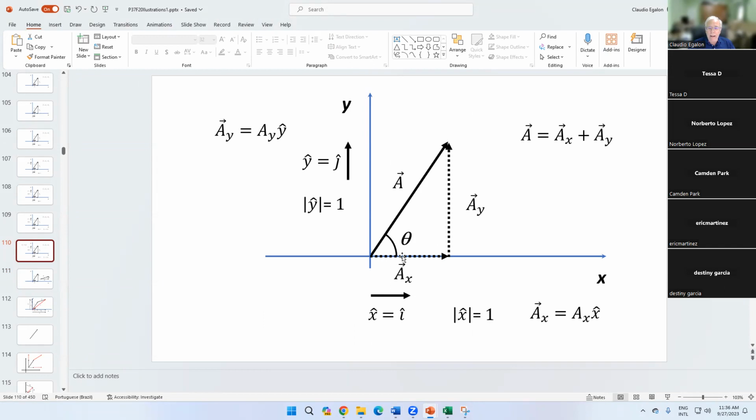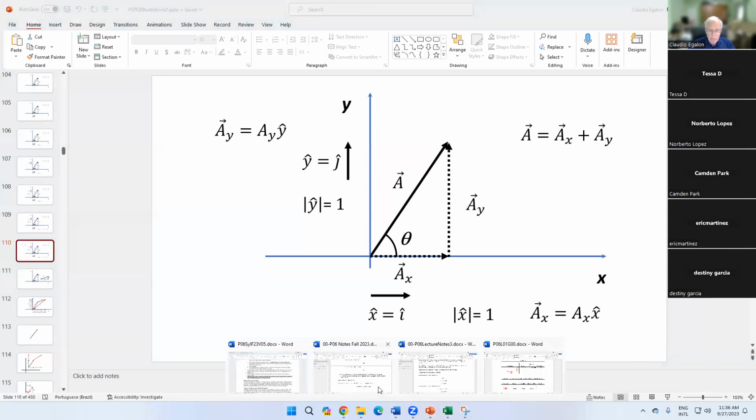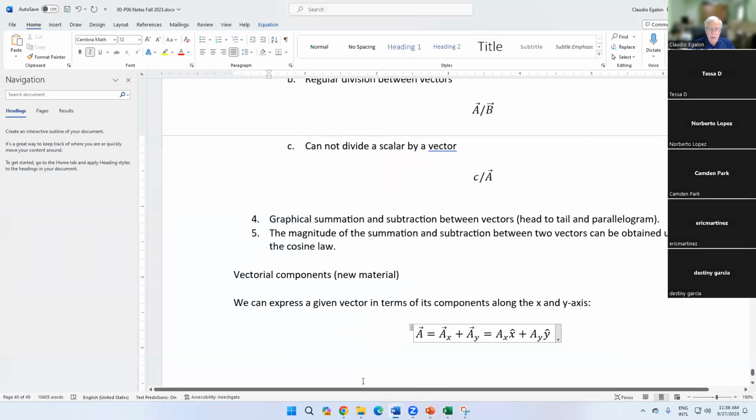Professor, I have a question. The equation you just wrote, is that A x naught times x hat, or are you talking about the equation in the PowerPoint or in the Word document? I think this is the PowerPoint. This one here? Yes. No, it's A x, okay? It's A x, it's a scalar. It's not A naught. Oh, okay.